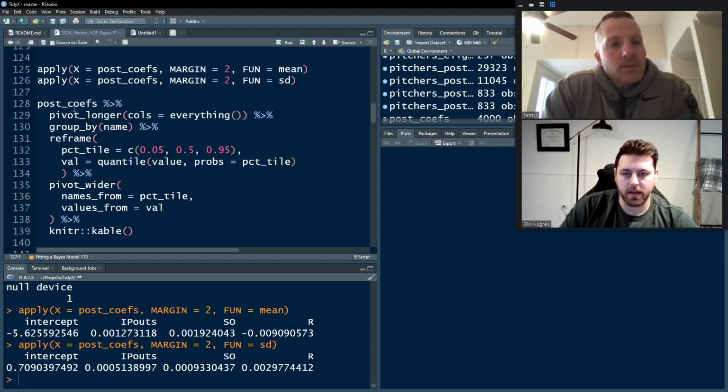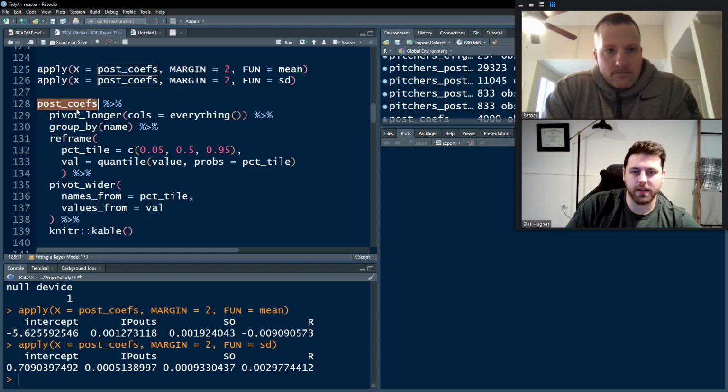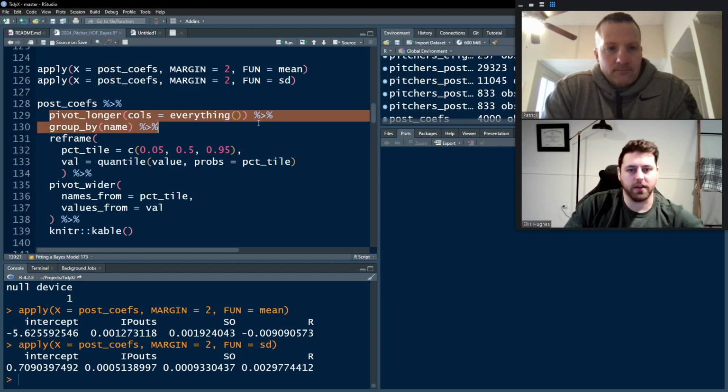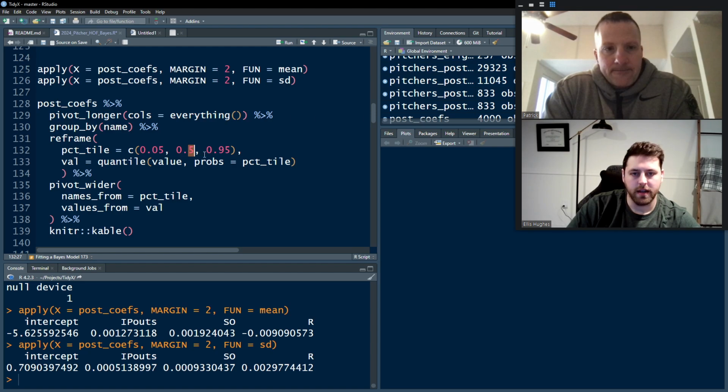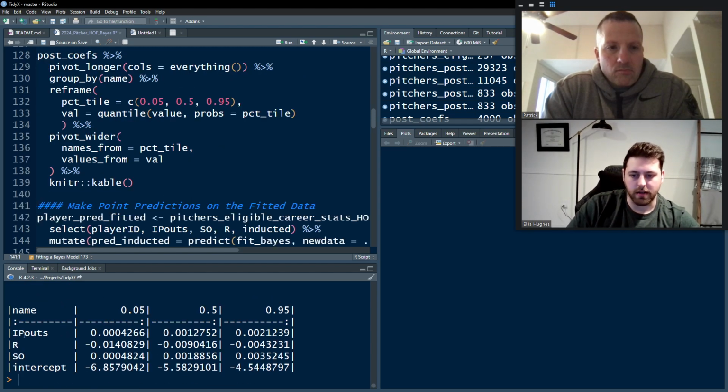But we can also look at this in another way here. So we're going to take post coefs. We're going to pivot to be longer and take all the columns and put them down longer. We're going to group by the name because the coefficient name is now going to be a column as well. And we're going to reframe it and say, hey, we want the 5%, 50%, and 95th percentiles. And we're going to use a quantile function on it. So it'll calculate the 5%, 50%, and 95% quantile for every single one of our coefficients. And then we're going to throw it into pivot wider to spread it back out again. And then we're going to throw it into kable here so it prints all nice in our console.